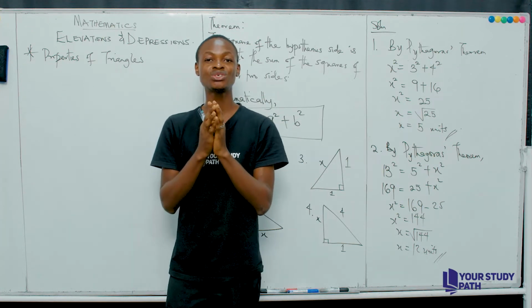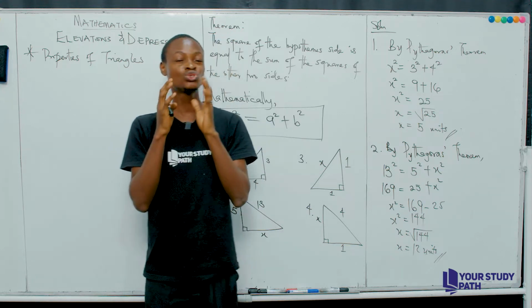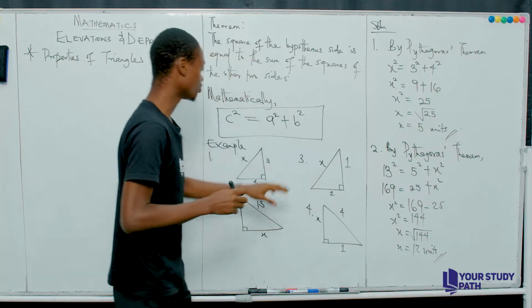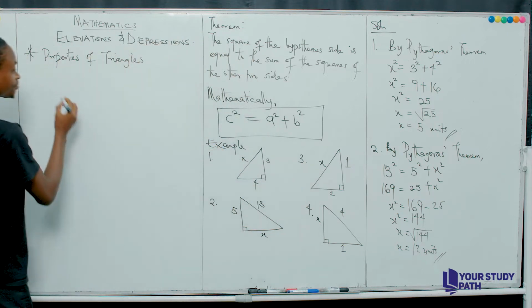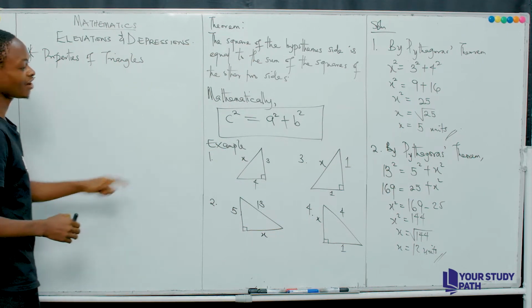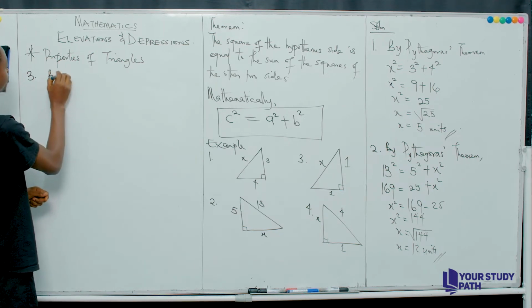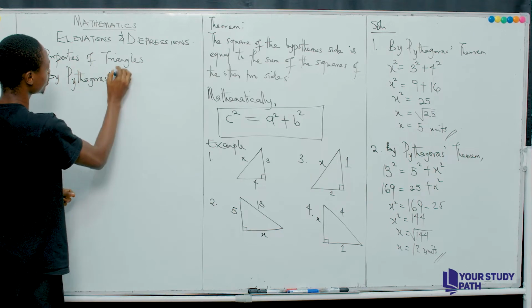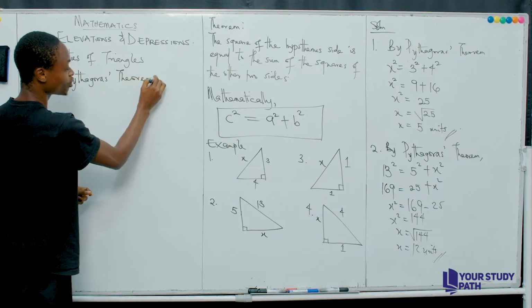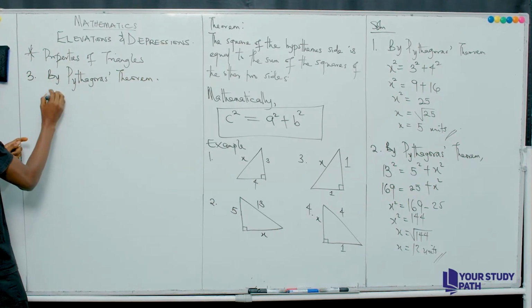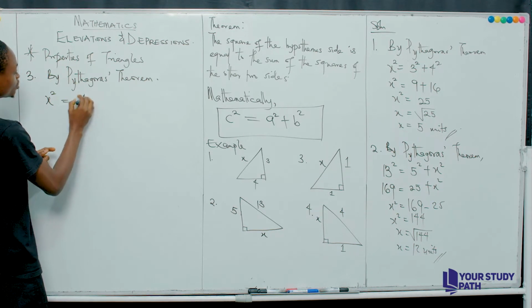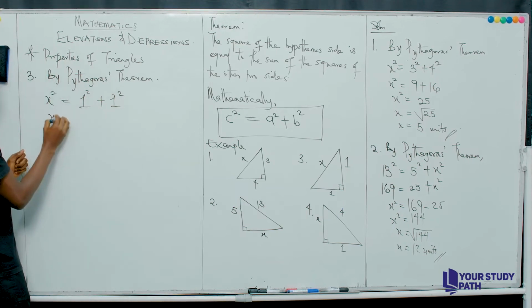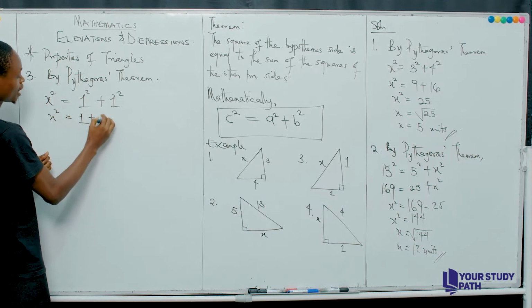And the easiest way to get the compact answer is through your use of short forms. So let's see exactly what I'm talking about. For this number 3, we would have, by Pythagoras theorem, the hypotenuse squared, which is x squared, equal to 1 squared plus 1 squared. So we are saying that x squared is equal to 1 plus 1.